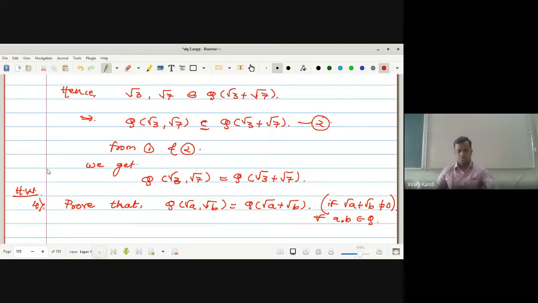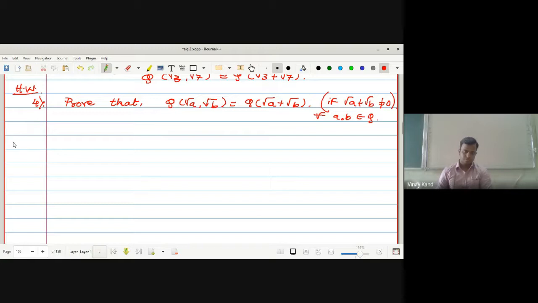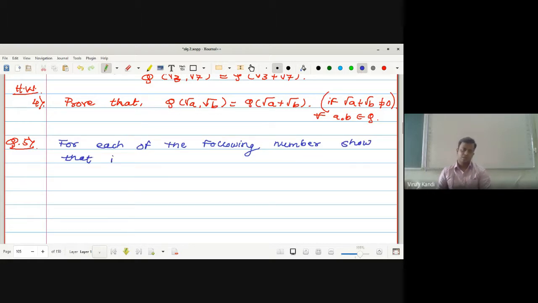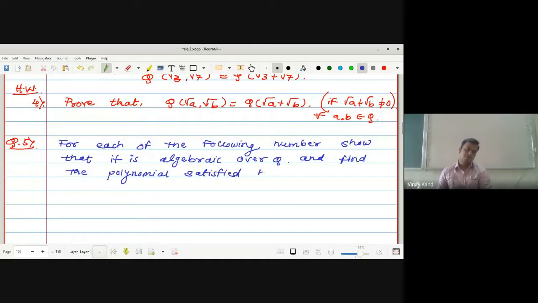Now, next question, question number 5. For each of the following numbers, show that it is algebraic over Q, and find the polynomial satisfied by the given number.